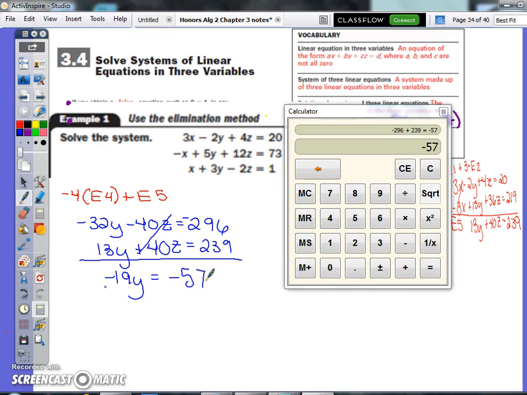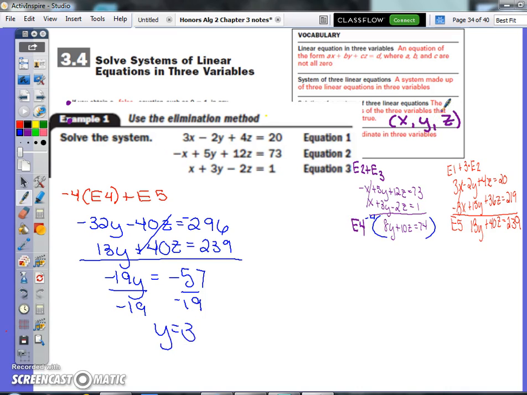Then we simply divide each side by negative 19, and it is a positive 3. And you say, yay! We just have y. We don't need x, we just have y.